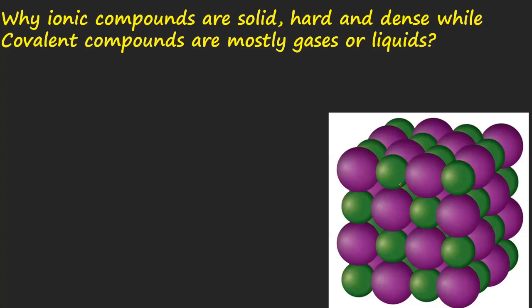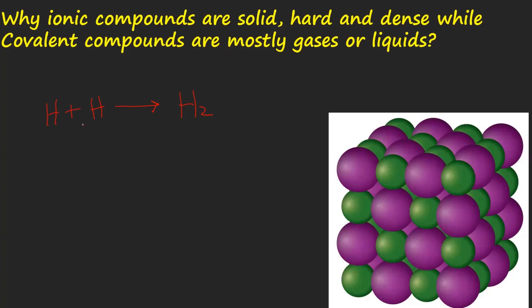Now, first question is why ionic compounds are solid, hard, and dense, while covalent compounds are mostly liquid and gas. In the previous slide, I briefly described that. If you have an H atom and another hydrogen atom, they react and share their electrons and become H2. Now, this H2 is not attracting other H2 molecules. That's why it's freely moving. When a unit is freely moving, it is called a molecule.